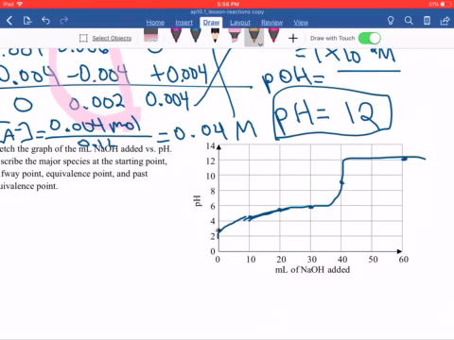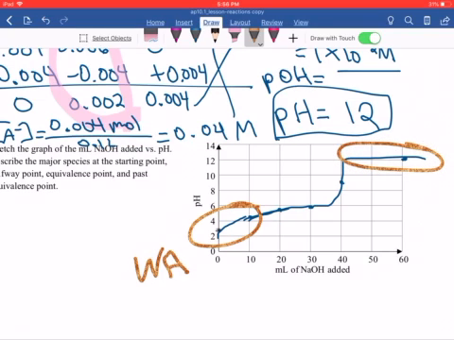So a couple characteristics. A curve is indicating that it's weak, and it's in the lower pH, so it's a weak acid. A flat plateau line indicates that it's strong, and because the pH is greater than 7, it's a strong base, which makes sense because we had acetic acid, which is a weak acid, and we had sodium hydroxide, which is a strong base.